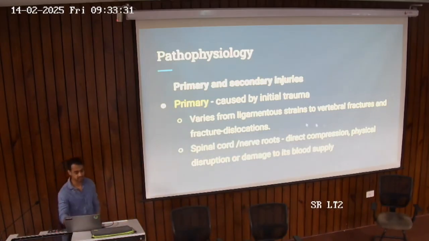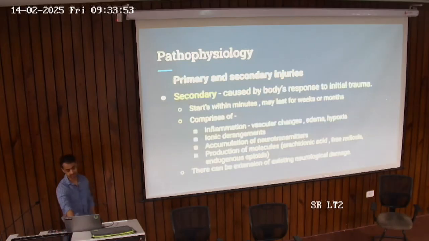So this is caused by initial trauma, varies from ligamentous strains to vertebral fractures and fracture dislocations, which all can happen in RTA. How do the spinal cord and nerve roots get damaged during the accident or fall or whatever injury is there? They can get directly compressed. There can be physical disruption or damage to its blood supply. So all this will come in primary injury.